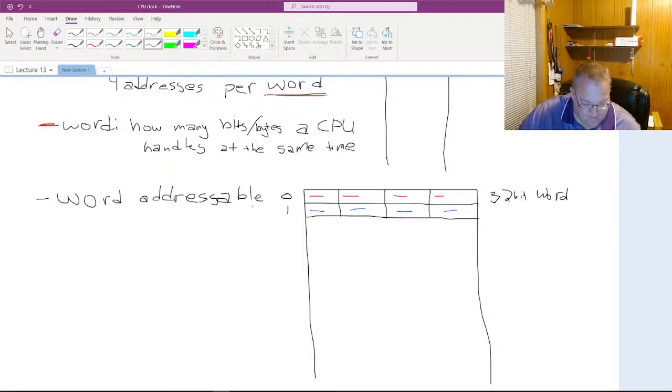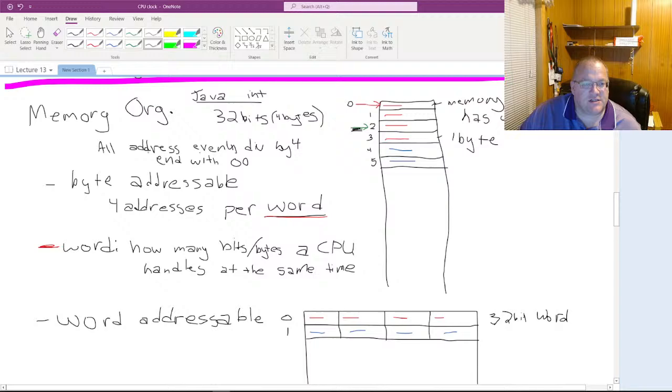This idea, that all addresses are evenly divisible by 4, ends in 0, 0. So they end in a 0, 0. That idea is called alignment. The only reason I'm defining that now is so that I can use it later if I ever need to. So alignment means that if it's evenly divisible by 4, that's the start of a new word.